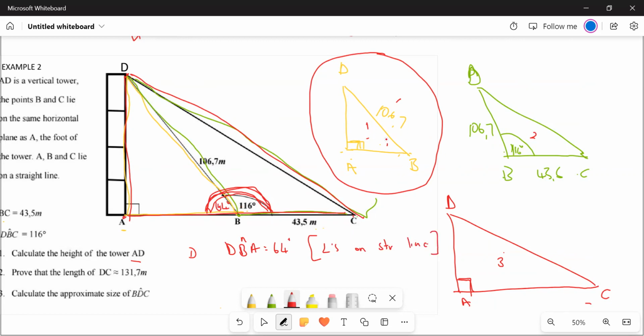Okay, let's go and update our diagrams. Which diagram should we update here now? Which one is 64? Is it number 1, number 2, number 3? It's number 1. So we can come and say, this one here is 64. What are we looking for, Tina? We're looking for AD again.